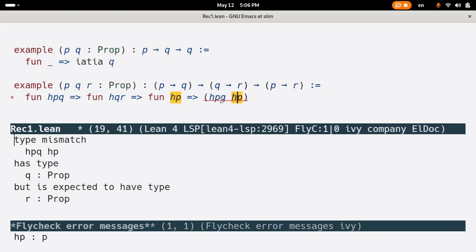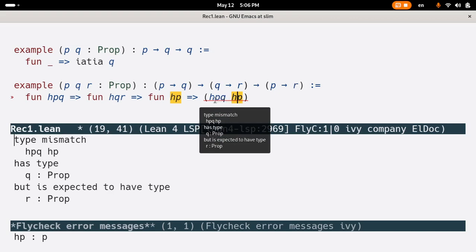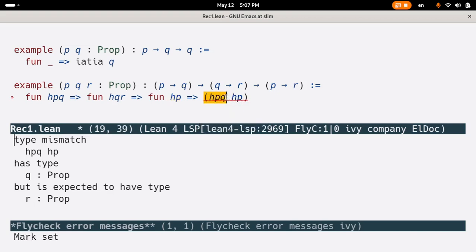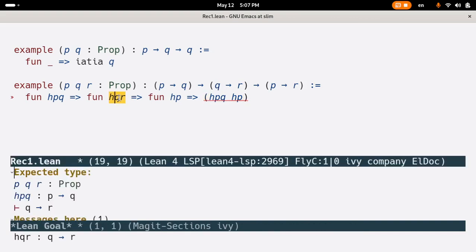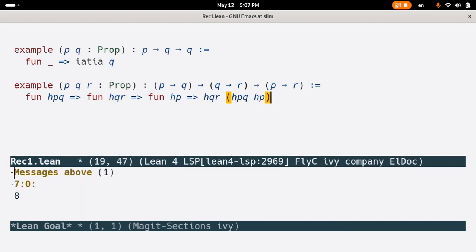So we are using a new rule here. Recall that every proof of P implies Q is a function that maps proofs of P to proofs of Q. So HPQ, when given the proof of P, which we call HP, will produce a proof of Q. Now we need to map this proof of Q into a proof of R, but this is exactly what HQR does. So we apply HQR to this, and this proves this example.